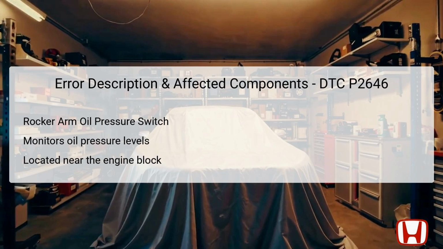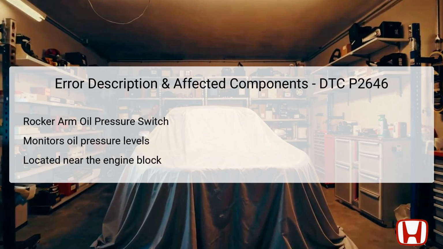DTC P2646 pertains to the rocker arm oil pressure switch circuit, which is fundamental in monitoring oil pressure relative to the VTEC system. This switch is designed to ensure that the engine receives the appropriate oil pressure needed for the VTEC operation, influencing how the valves open and close, thus optimizing engine performance.